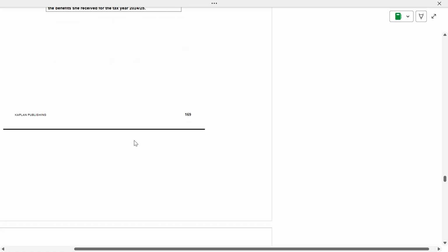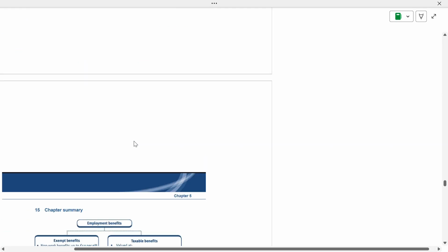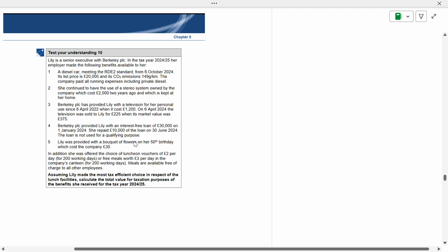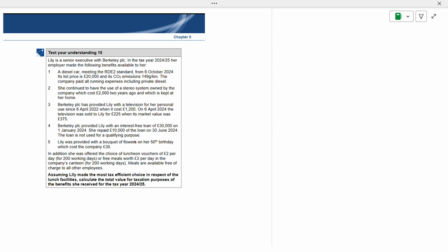Tell me on this. 1 second. 11. Okay. 2. We will complete this and we'll close this chapter today. What is this? So, the first one is a diesel car meeting RDE2. So we'll take 16 plus, which is 149 grams, which is approximately 34 percent.